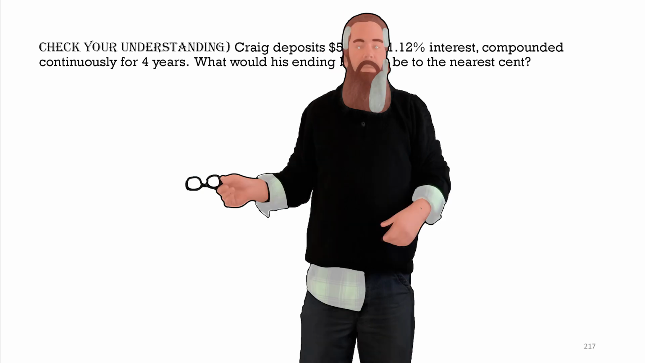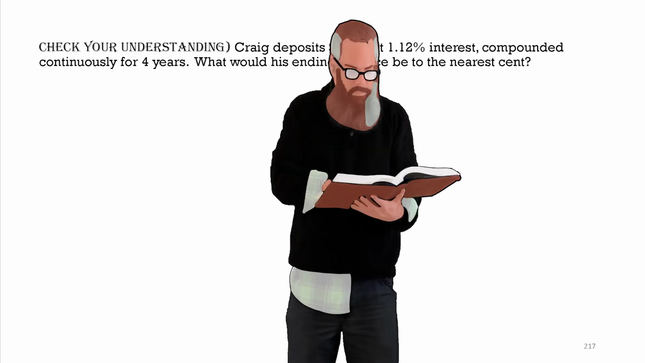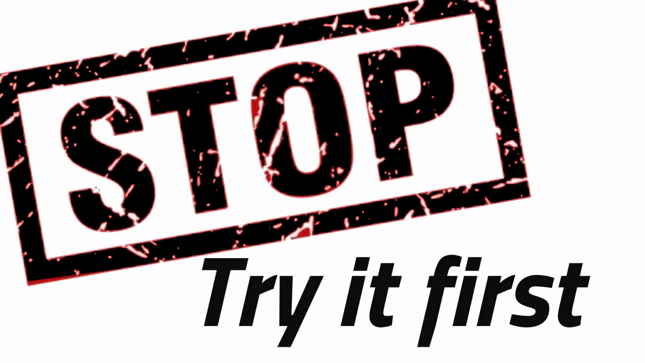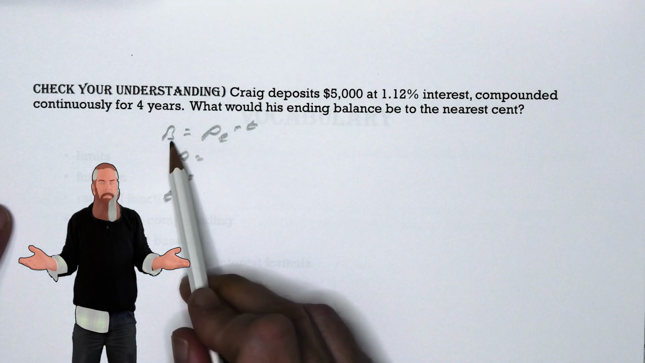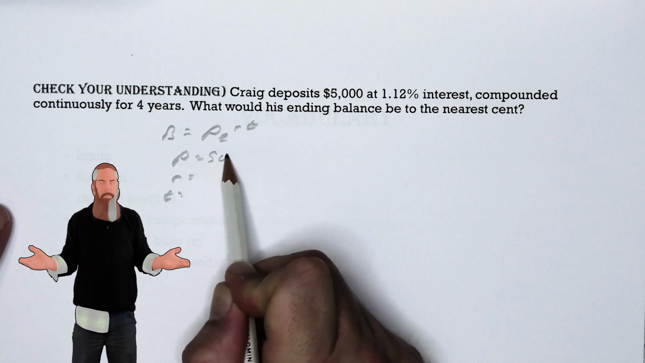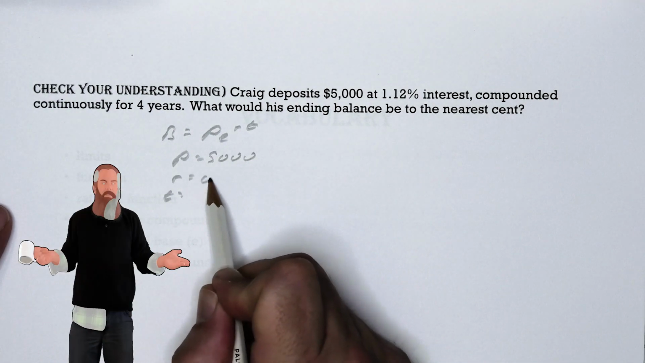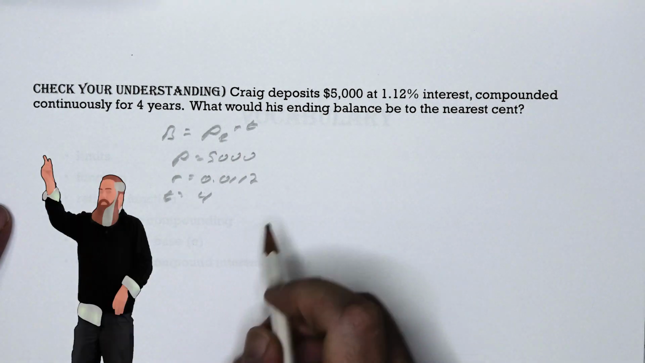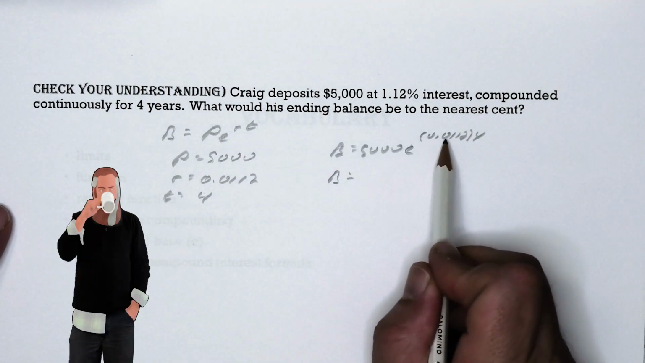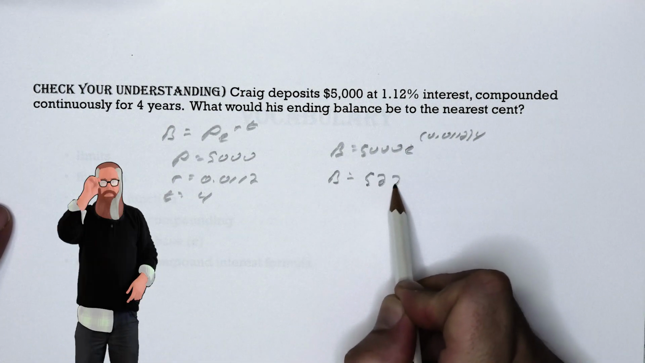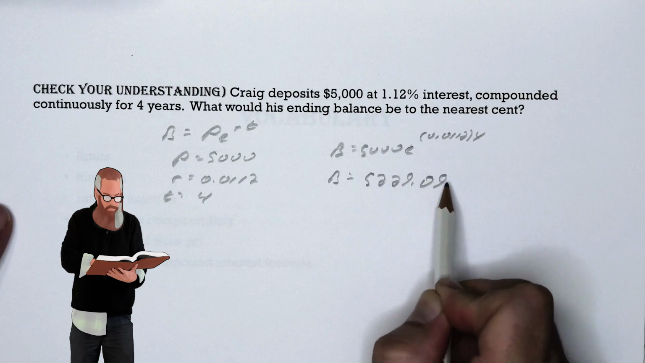Let's check our understanding of this. Craig deposits $5,000 at 1.12% interest, compounded continuously for 4 years. What would his ending balance be to the nearest cent? Now we already know that the formula is B equals P times e to the RT power. And in this case, the principal amount is 5,000, the rate is 0.0112, and the time frame is 4. We substitute those values into the equation, and doing a little bit of calculator kung fu, we get $5,229.09.